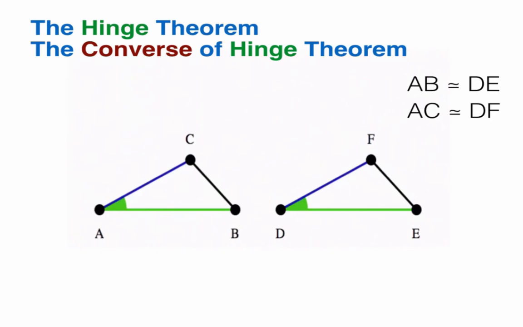Okay, so how does the converse work? Well, the converse works like this. Let's go ahead and let the triangle grow. This time, I still have AC congruent to DF, and I still have AB congruent to DE. However, I'm also given that CB is larger than FE, which means that angle A, which is opposite of CB, must be larger than angle D, which is opposite of FE.